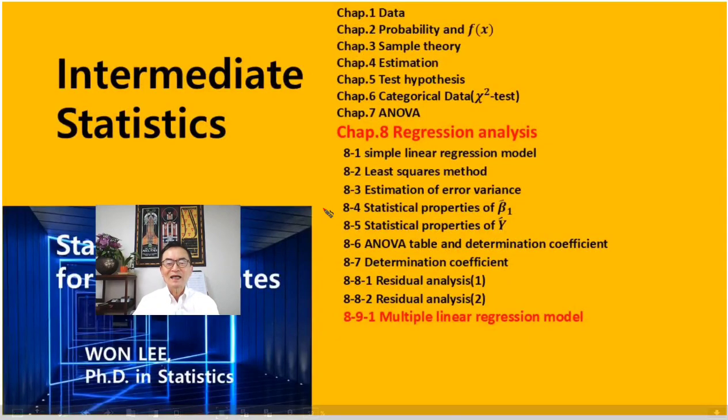Everyone, I'm Wan Li. I have been explaining regression analysis from the simple linear regression model. This model has only one explanatory variable, right? We have to understand the least squares estimation method and how to estimate the error variance, and you had better understand the statistical properties of beta 1 hat and y hat as well. And we have the ANOVA table in regression analysis. And an important concept in regression analysis is the determination coefficient.